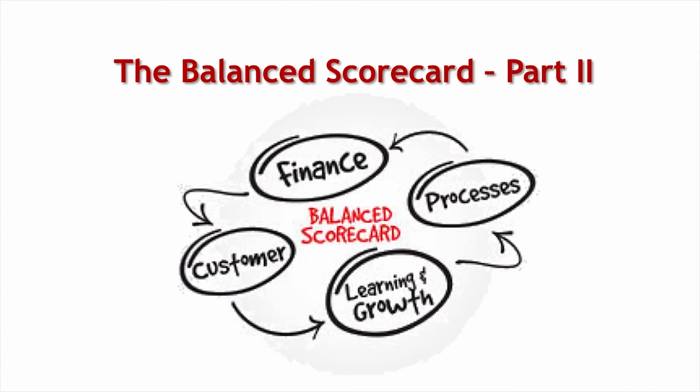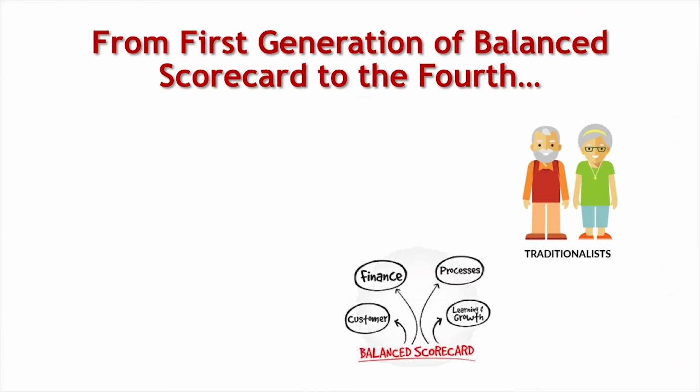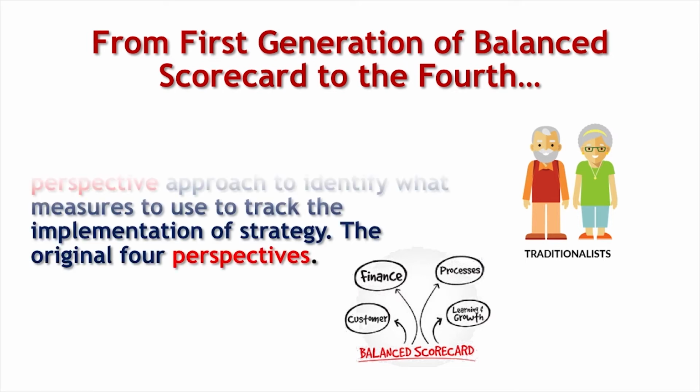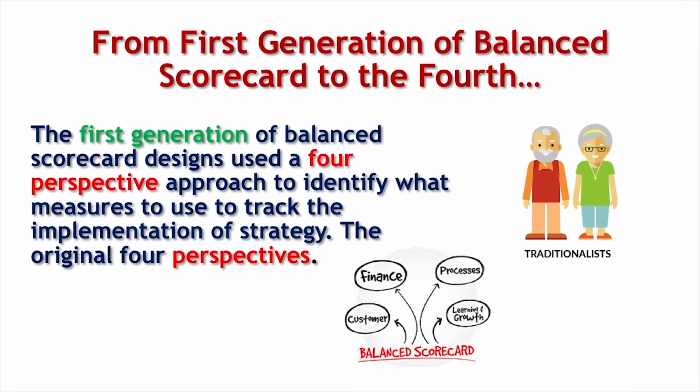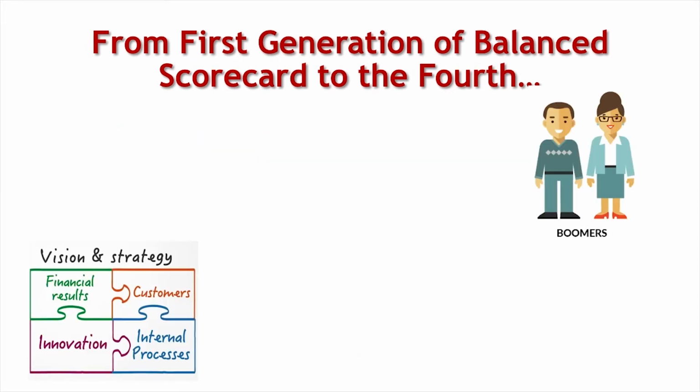In this second part on balanced scorecard, we will look at the balanced scorecard from its first generation to the fourth. The first generation of balanced scorecard design used a four-perspective approach to identify what measures to track the implementation of strategy. The original four measures related to customer, internal processes, learning and growth, and the financial perspective.